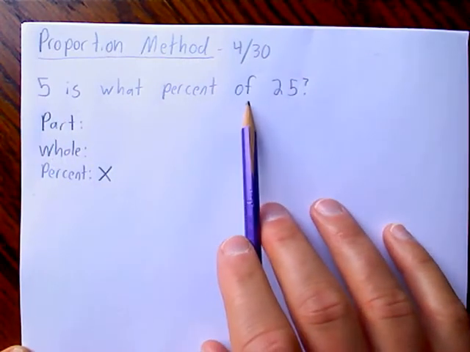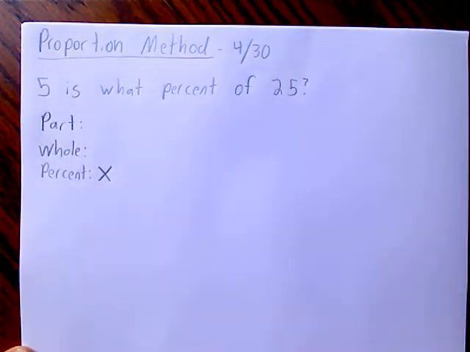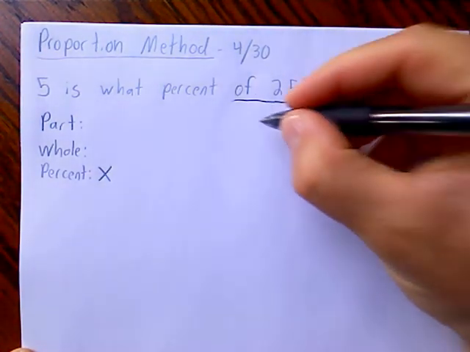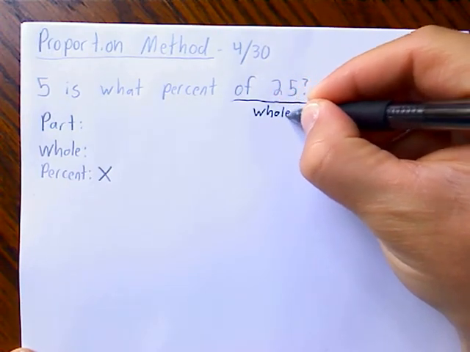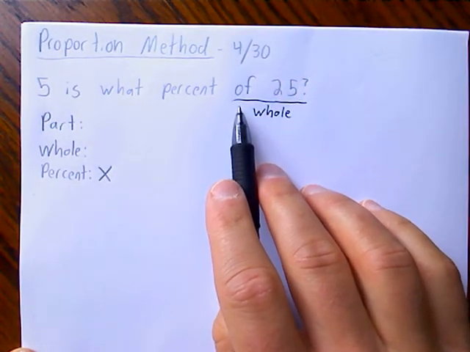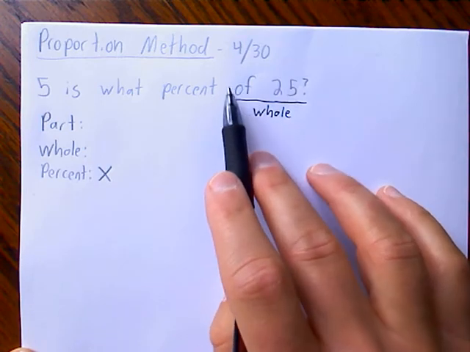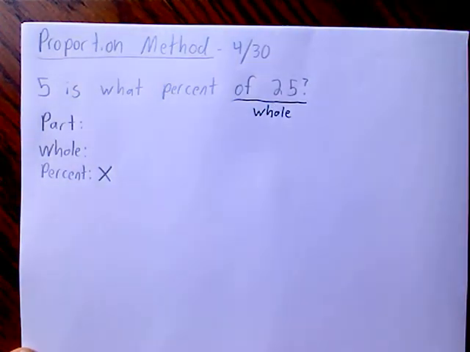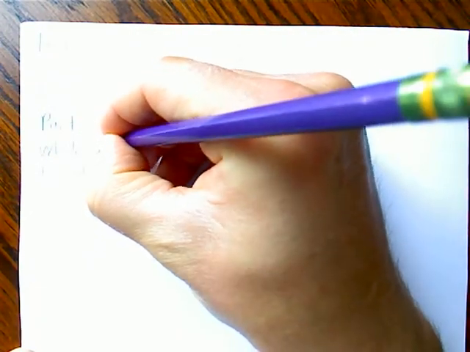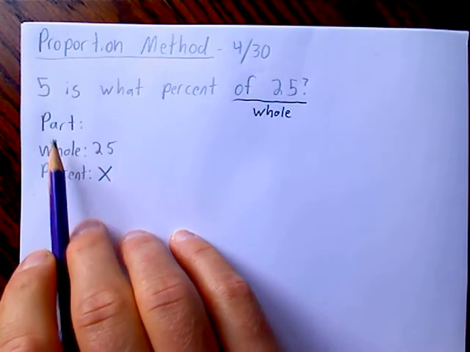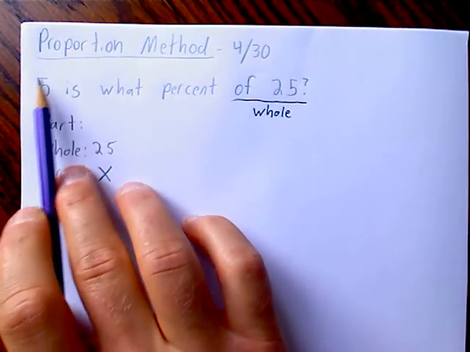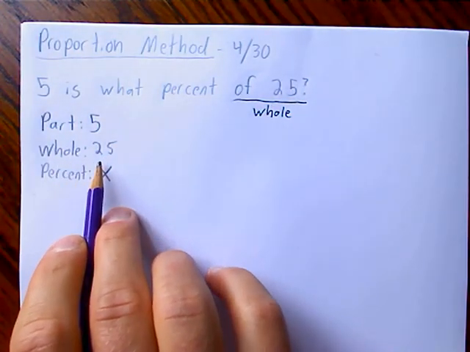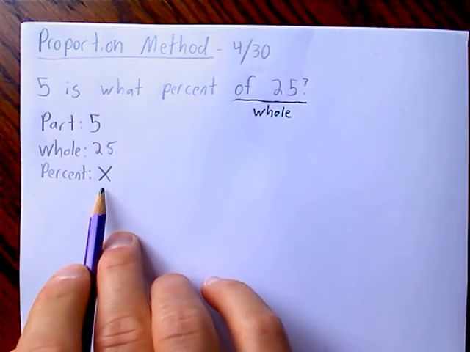5 is what percent of 25? This of right here is a key indicator of the whole. Because of is telling you like the total amount, and that's what the whole is all about. So whenever you see this of, whatever comes after it is typically the whole. So my whole is going to be 25. Make sure you're putting it in the right spot. And then the part, process of elimination, is that 5. 5 is the part of 25 that we're looking to figure out what the percent is.